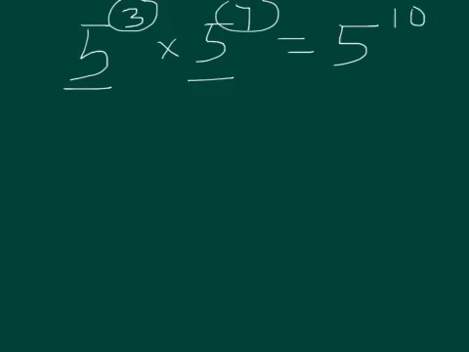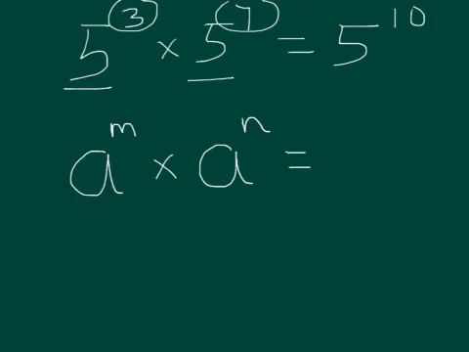So now from those two examples, we can develop a general rule for multiplying exponents. If I had a base of a to the power of m, and I multiplied that by an exponent with a base of a to the power of n, in other words, if I had the same base and different exponents, the answer will always be the same base a to the power of m plus n, or just adding the exponents together.